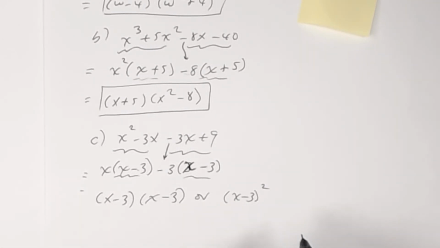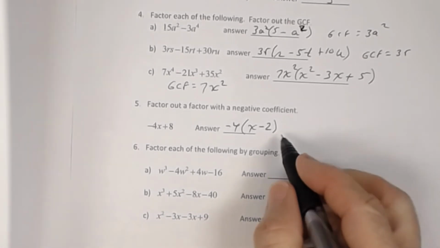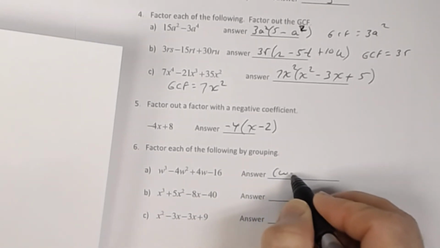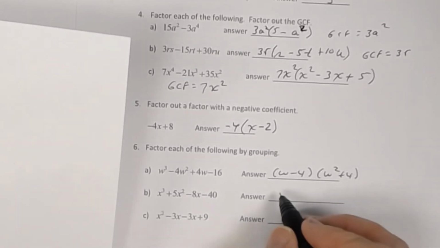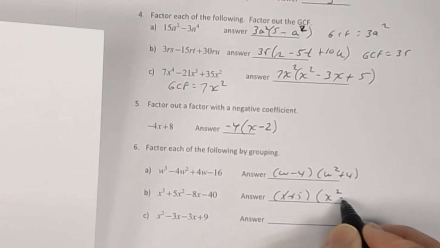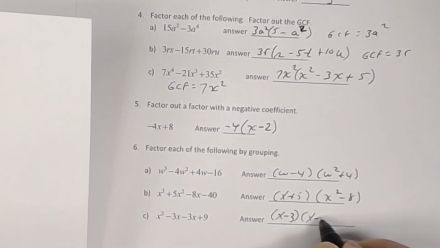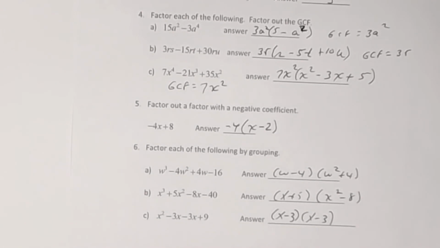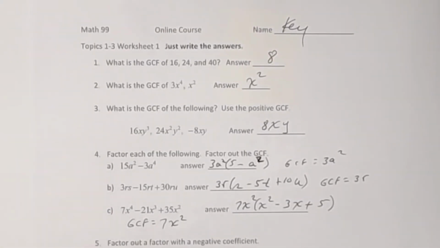All right, so the answer for 6a, I'm going to go ahead and write it out. The answer for 6a is w minus 4 times w squared plus 4, and then x plus 5 times x squared minus 8, and then finally x minus 3 times x minus 3. Okay, so that is the key to the worksheet on topics 1 through 3.